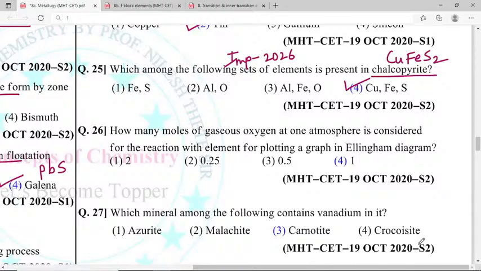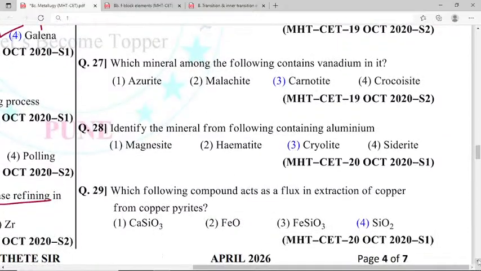How many moles of gaseous oxygen at 1 atmosphere is considered? Do not do the Ellingham diagram. No, the question is not about the Ellingham diagram.